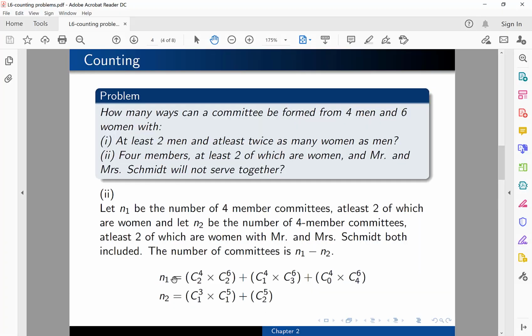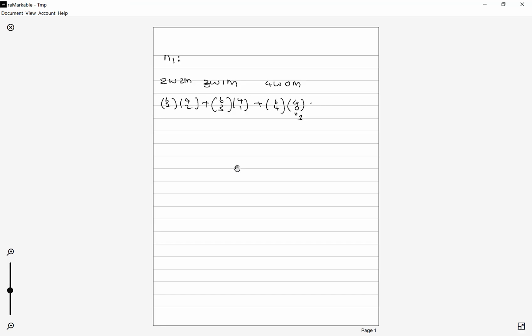So that's N1. N2, so in N2, we have 4 members, 2 women, and Mr. and Mrs. Schmidt. It's decided that they are going to serve together. So basically in N2, Mr. and Mrs. Schmidt are both included.